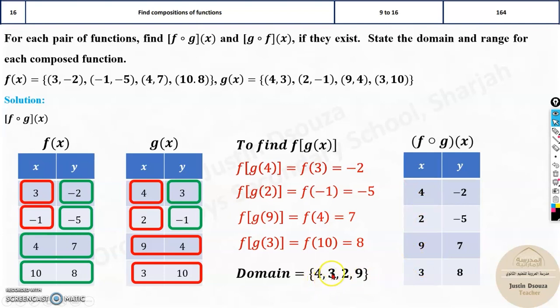Anyhow, we can write it, or generally it's written in ascending order. But sorry, my bad, I've not written it in ascending order, neither in proper descending order. It's jumbled. So ultimately, these are the values. That's what I mean to say. And the range is all the y values: -2, -5, 7, and 8. So this is how we solve this.